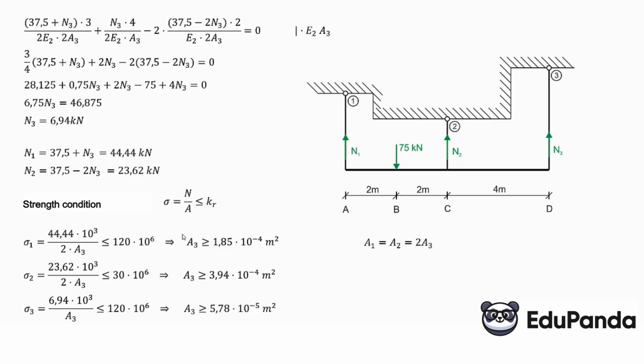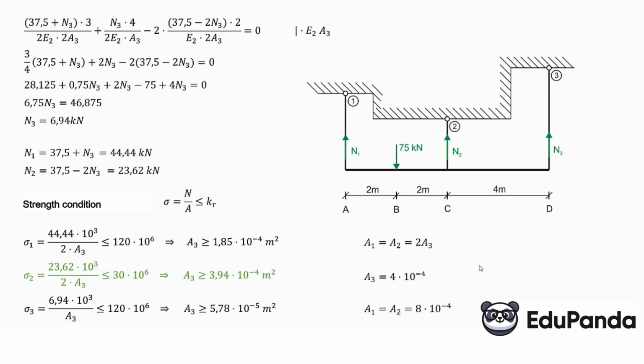So if you would draw all 3 areas A3 on the horizontal axis, this part of the conditions will be greater than or equal to when we take the area from the second condition, the largest area. So the cross-sectional area needs to be greater than or equal to 3.94, so we can take 4. Thus, we assume A3 is equal to 4 times 10 to the power of minus 4 square meters. So if A3 is that much, then A1 and A2 are equal to 2 times more, that is 8 times 10 to the power of minus 4 square meters.